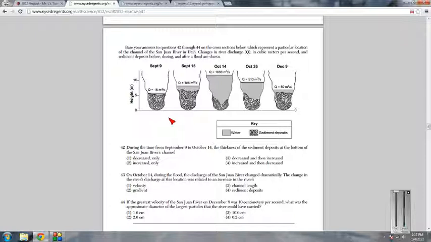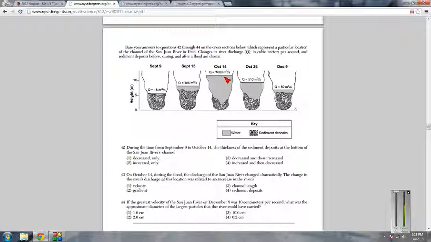Number 43. On October 14th, during the flood, the discharge of the San Juan River changed dramatically. The change in the river's discharge at this location was related to an increase in the river's what? So we're looking at October 14th, and if you see here, Q is 1,688 meters cubed per second, right? And that is the river's discharge. And what that means is the amount of water that is being pushed down that river, the speed it is moving, or the amount of water that's moving through per second. So it's a lot of water. It's really, really fast. You can see the water is really high, and when we see higher water, we're typically talking about faster water.